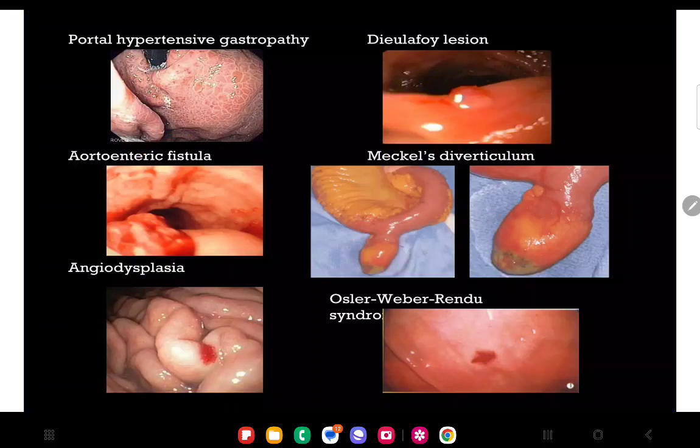This diagram shows some of the rarer causes: portal hypertensive gastropathy and aortoenteric fistula. Aortoenteric fistula could be a cause of treacherous, excessive bleeding. Although it is rare, it has to be diagnosed early because it gives fresh arterial bleeding that is very excessive. Angiodysplasia is a rarer cause. Osler-Weber-Rendu syndrome is also a rarer cause. Meckel's diverticulum could be an important cause in children.